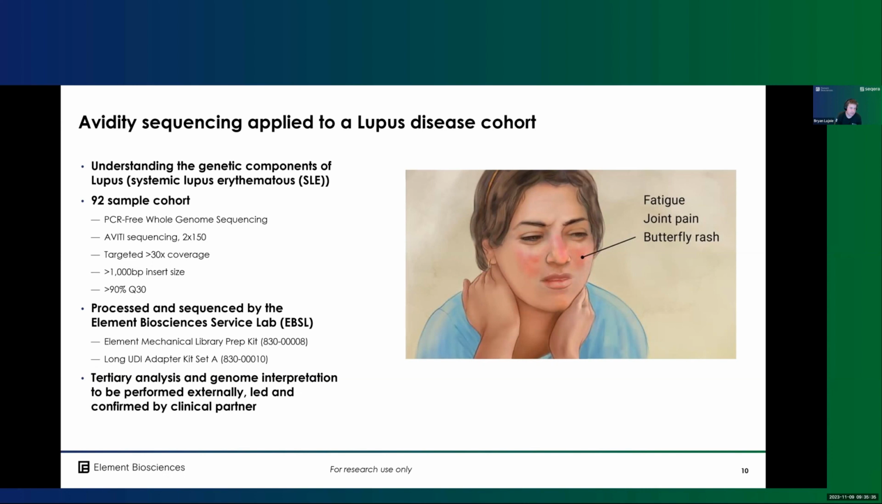These samples have been processed and sequenced by the Element Biosciences service lab, and you can see some of the kits that we're using here with the different kit IDs. And then post alignment and variant calling, tertiary analysis is going to be performed externally by our clinical partner. So that is still in progress at this point, but I'll be able to show you everything from sequencing to secondary analysis today.